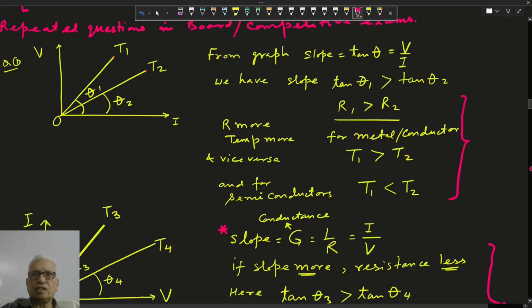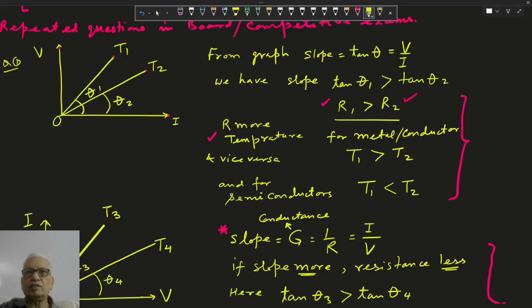From the graph, slope equals what? Tan theta, voltage divided by current. The slope is V upon I, which means resistance. For the first case, this is the graph for temperature T1, theta 1 is more, so tan theta 1 is more than tan theta 2. Slope means resistance, so R1 is more than R2. If the resistance is more, R1 is more than R2, then for a metal conductor the temperature is more, T1 is more than T2. For a semiconductor it will be reversed, T1 is less than T2.